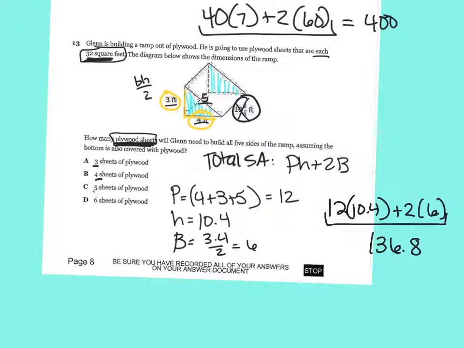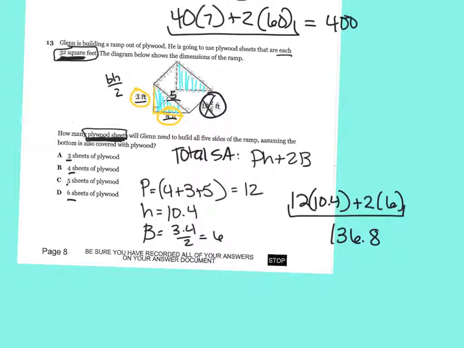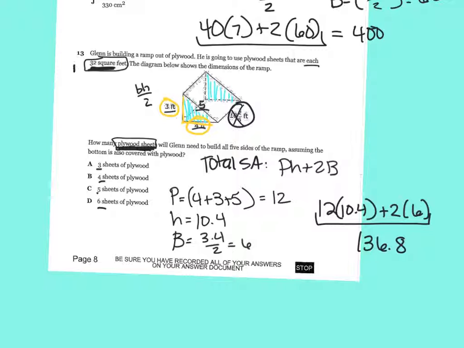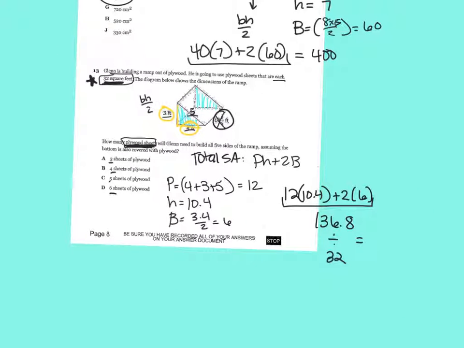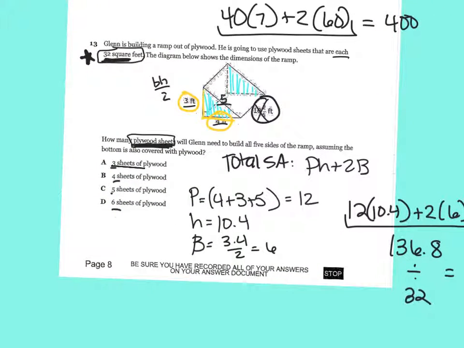That's not an answer choice because we're splitting that total up by the size of your sheets, because we have to figure out how many we need. So I'm going to divide that by 32, and I get 4.275. Okay, so if I need just a little bit over 4 sheets, how many am I supposed to buy? 4 or 5? 3, not 6. I need to go ahead and buy 5 just in case.